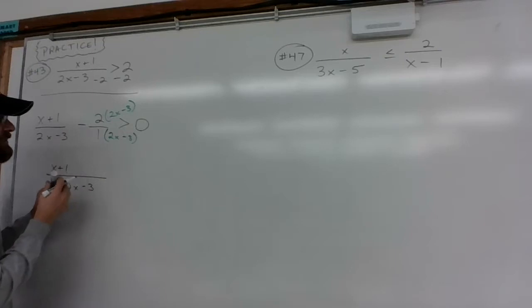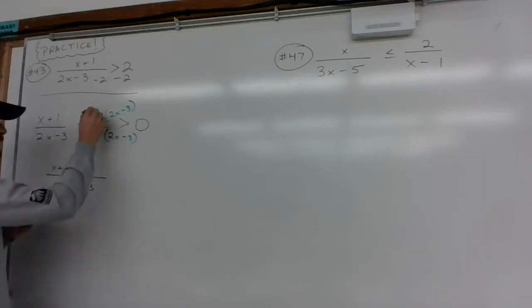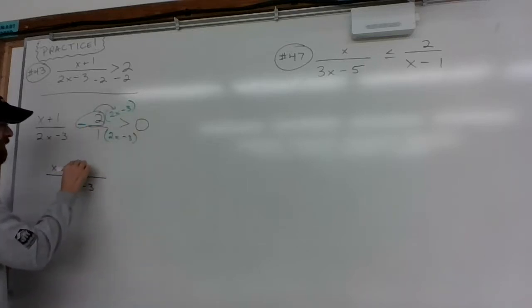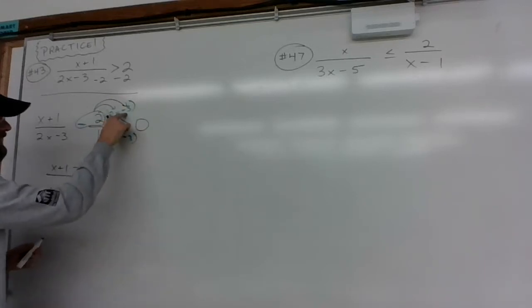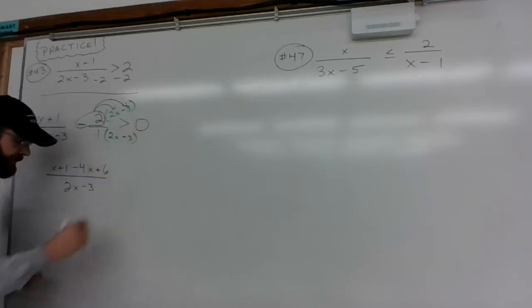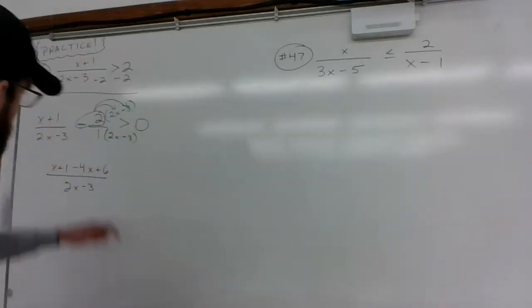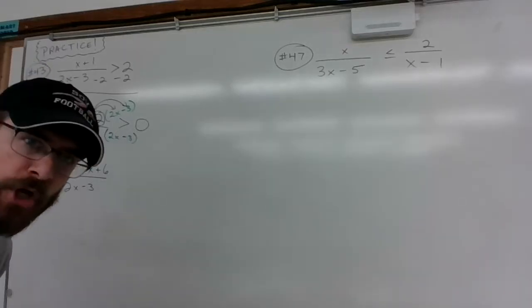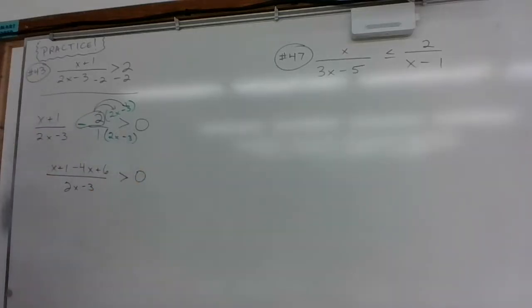And then what you need to make sure you're doing is taking that negative 2 and multiplying it by both parts. So that's negative 4x. Negative 2 times negative 3 is positive 6. That's a big time error alert: not distributing the negative to the other spot. Big time no-no. So it's greater than 0.